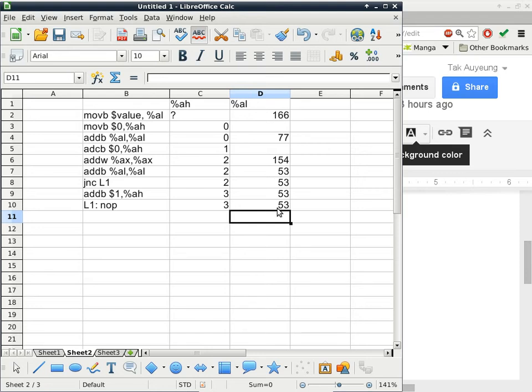Would that mean row 8 gets skipped then? If you're looking at your table, row 8, would that line get skipped because the carry flag is set? It is not skipping because the carry flag is set. It skips only if the carry flag is not set.